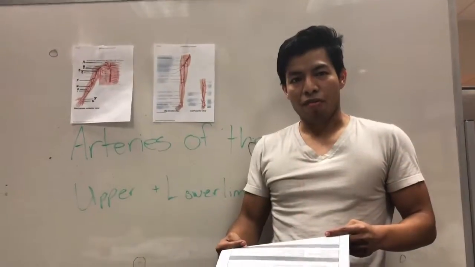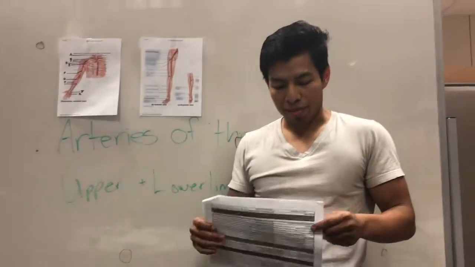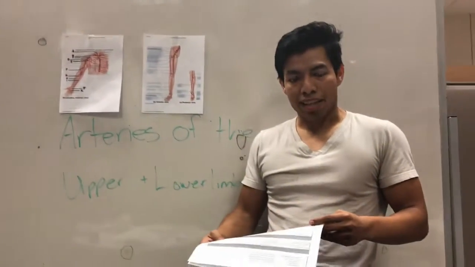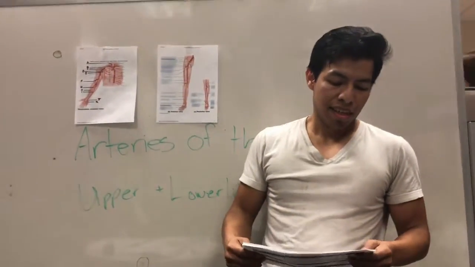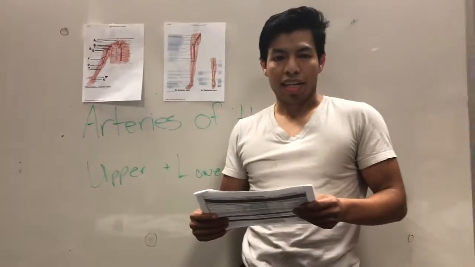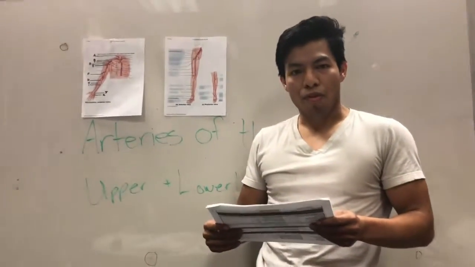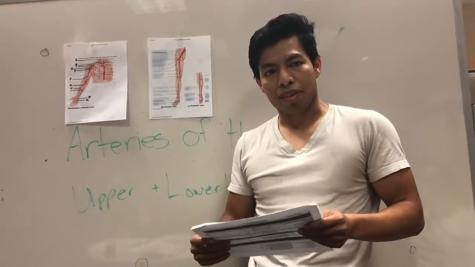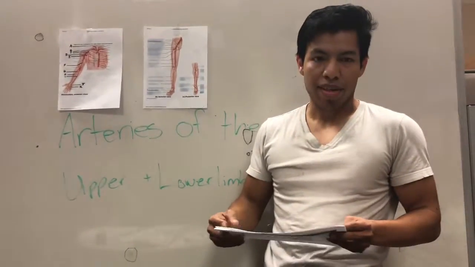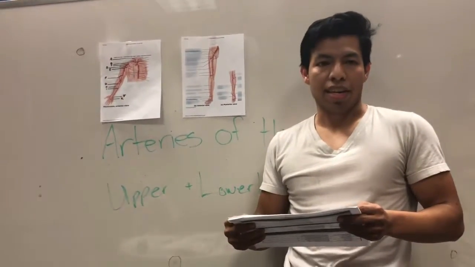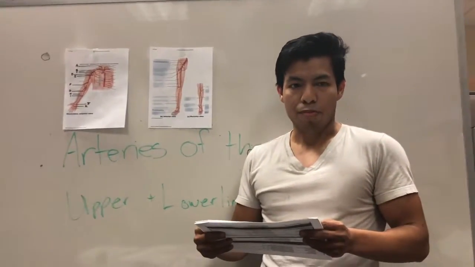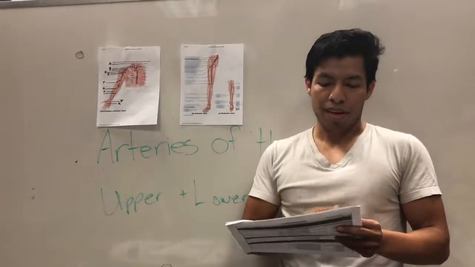Next, we're going to be going over the arteries for the upper and lower limbs. First off, we have the axillary artery, and then we have the lateral thoracic artery. After that will be the subscapular artery, then the anterior circumflex humeral artery, and the posterior circumflex humeral artery. Then there will be the brachial artery. After that will be the profunda brachii artery. Then after that will be the radial artery. Then the radial recurrent artery, which is attached to the radial artery.